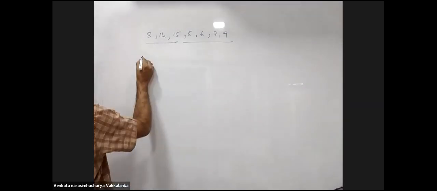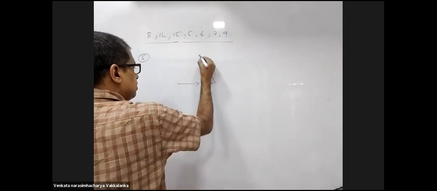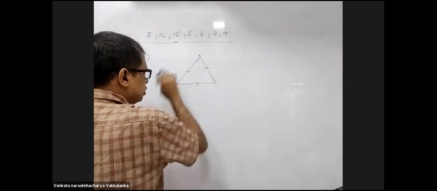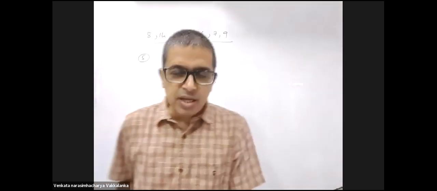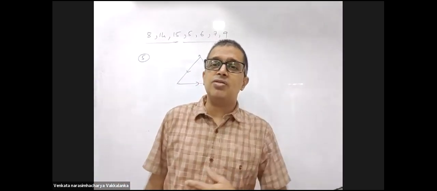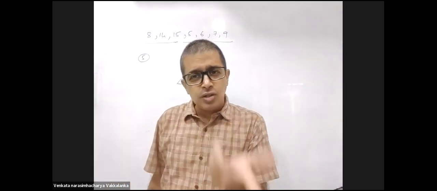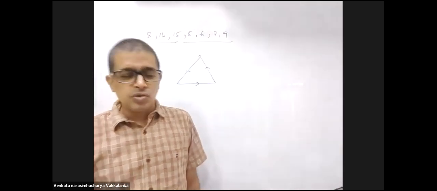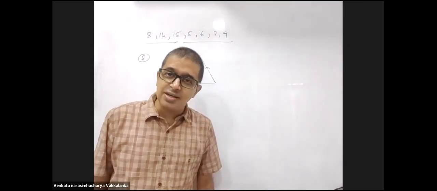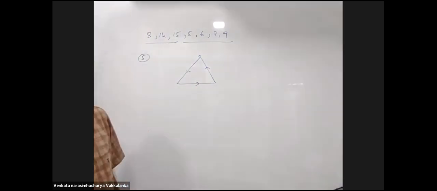Now, 5th question. If 3 vectors give me a resultant of 0, they should be 3 sides of a triangle. So, which among the 3 can you represent as 3 sides of a triangle? How do I recognize that? Sum of two sides should be greater than the third side. Then I can represent those three vectors as three sides of a triangle.